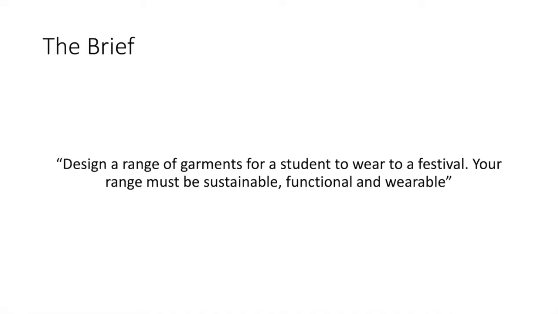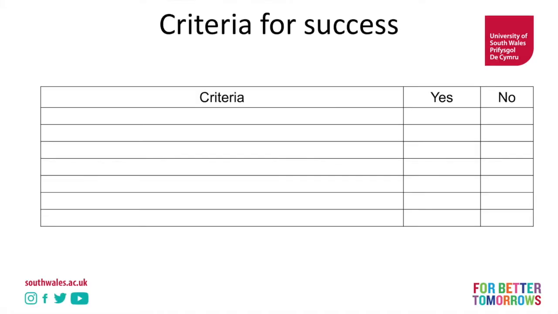So this is the brief that we've been working on as part of our example series, and if you haven't seen my video on how to unpack a brief, please watch that one first because it will make a lot more sense once you've seen it. But let's take a look at it. So here is our brief. Design a range of garments for a student to wear to a festival. Your range must be sustainable, functional and wearable. A fairly straightforward brief. A deceptively simple brief.